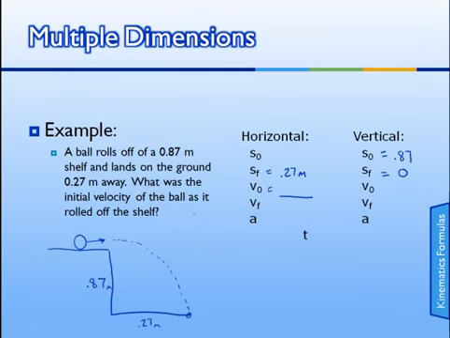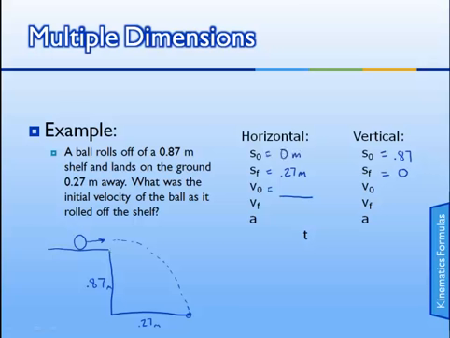Now, a lot of times in physics, we're going to need to make some assumptions that are not specifically mentioned in the problem. For instance, we've done this many times before. We've called an initial position 0. In this particular case, they didn't say anything about horizontal initial position, so we can assume that that's 0.